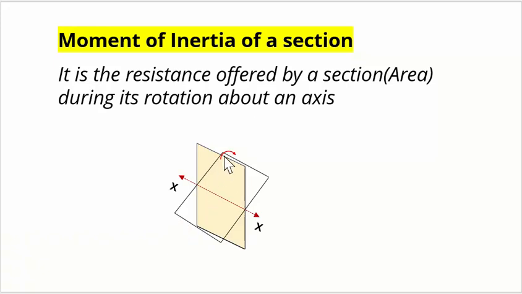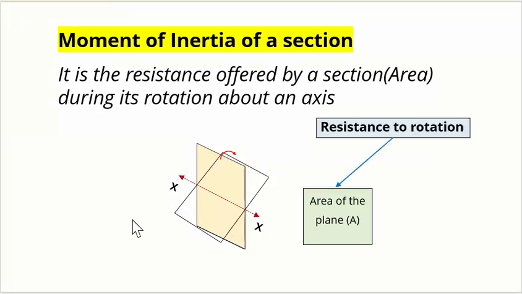We need to understand that the rotation of this plane will be affected by two major parameters. The first parameter is the area of the plane. The resistance to the rotation of this plane will depend on the area of the plane. A larger plane will have larger resistance to the rotation, because of the inertia of that area. If you increase the area of this plane, the mass of the member is going to increase, and hence the area of the plane would cause resistance to the rotation. So this is the first factor.